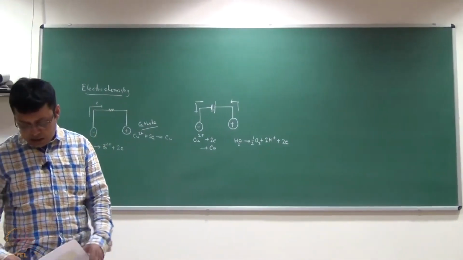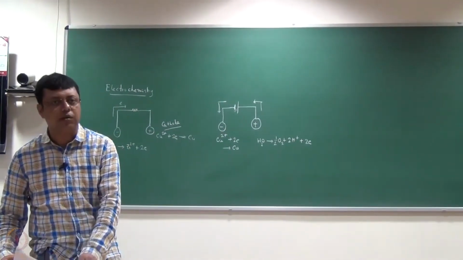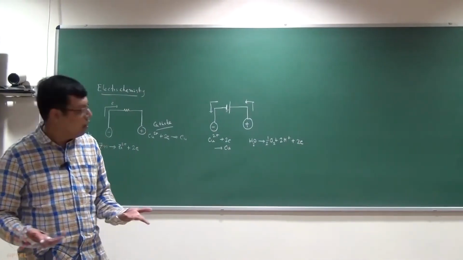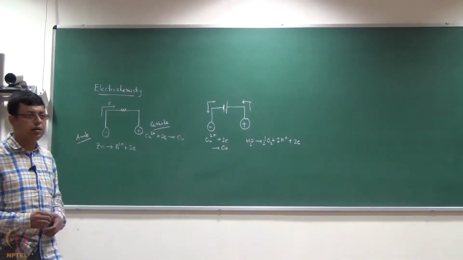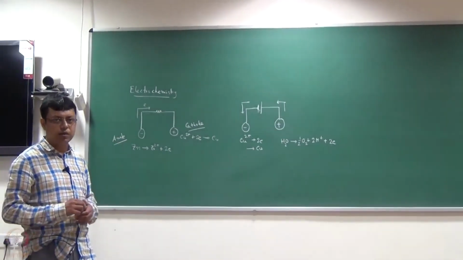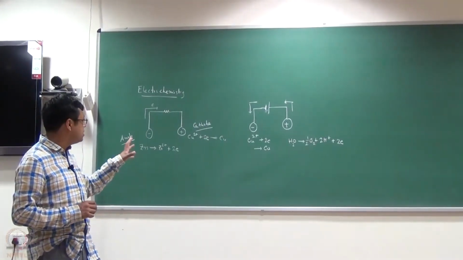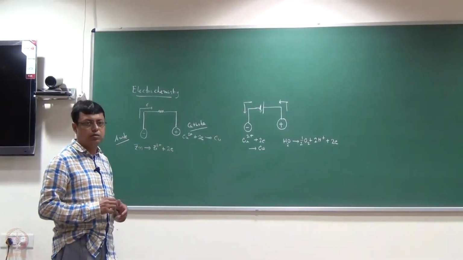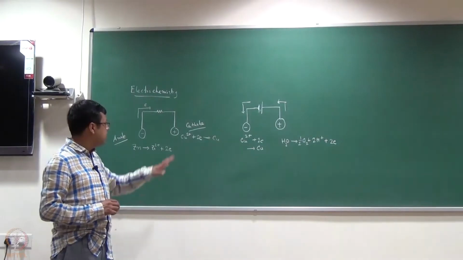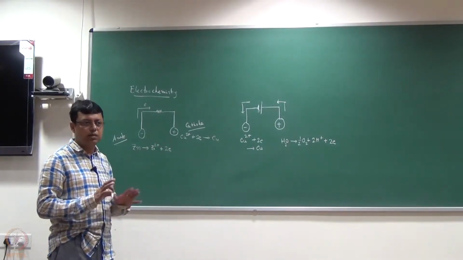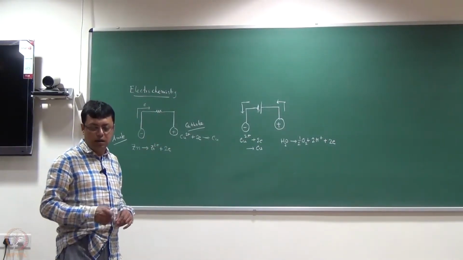But this is a very common thing, in the sense that usually we will always have two half reactions, right? Two half cells, and then we connect them. Which means we have two electrodes to begin with, right? And then there is an electrolytic solution. That is the only thing, right?